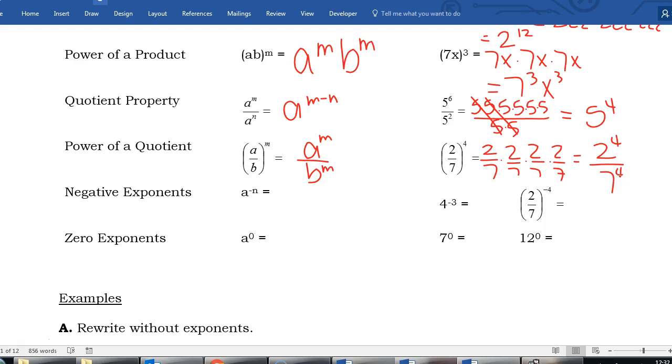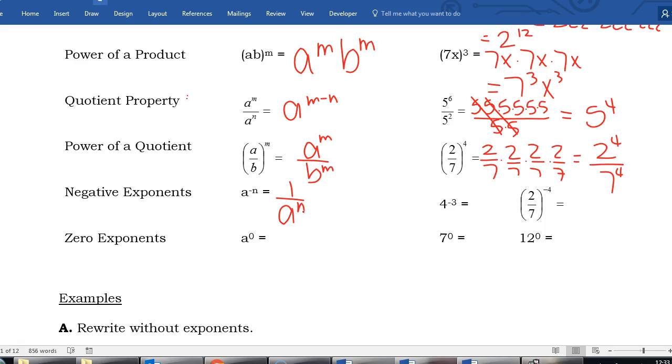Next is negative exponents. So if you have a negative exponent, it's kind of related to this quotient property. It's almost like we have too many in the wrong spot. And what I mean with that is I don't have any a's in the numerator. That's why it's negative, because they're in the wrong spot. They're actually all in the denominator.